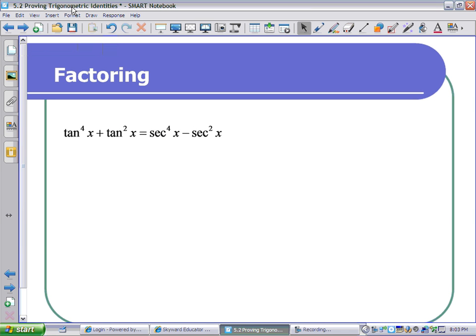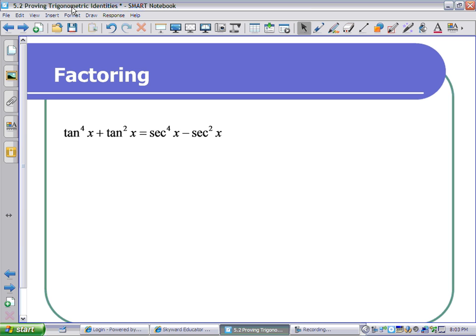Now we're going to prove trig identities by factoring. When you look at the left-hand side of this equation, tangent to the fourth x plus tangent squared x, compared to the right side, secant to the fourth x minus secant squared x, one side isn't messier than the other side. So you can choose to work with either side of the equation. I'm going to work with the left-hand side of the equation, and we're going to try to get it to come out to be secant to the fourth x minus secant squared x.